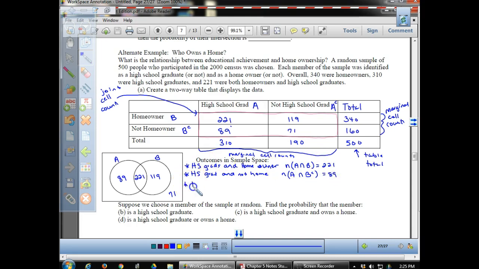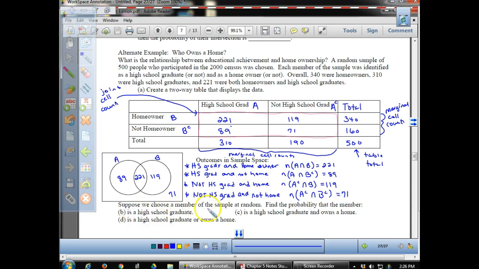And then the third outcome is going to be not high school grad, but a homeowner. So this is going to be the number of A complement and B. And that's going to be 119. And finally, we have not high school grad and not a homeowner. So that's going to be A complement and B complement. And that is going to be 71.